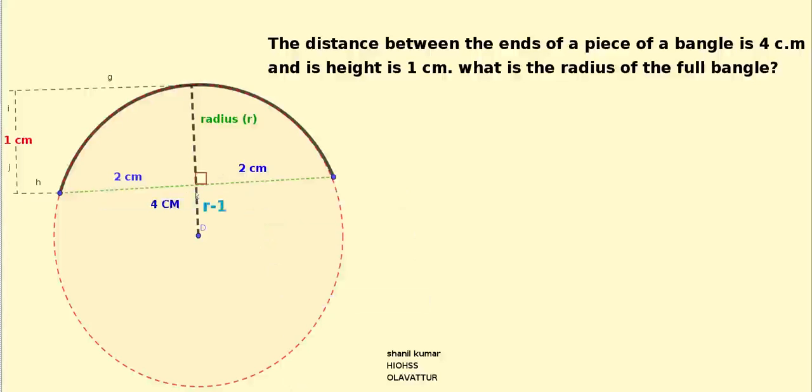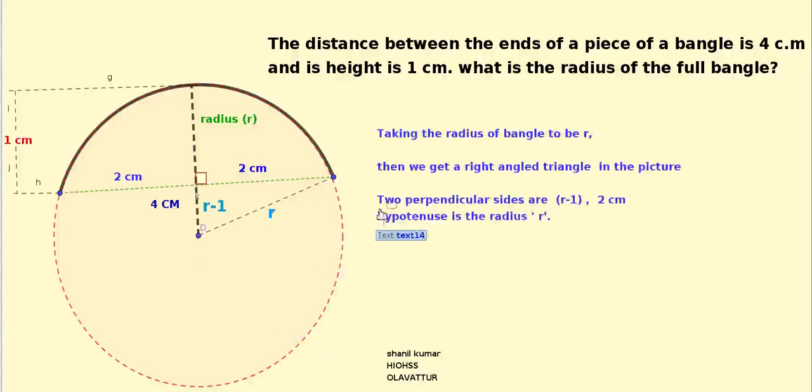Now this small length is taken as r minus 1. Why? This radius is r, and the height of the piece of bangle is 1 centimeter. So the remaining distance is r minus 1. Okay. So this will be taken as a radius.